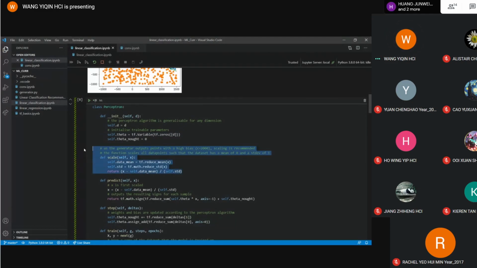Here's a scaling function, which Alistair just talked about. Essentially, we're finding the mean of the data set that we're training on, and the standard deviation of the data set that we're training on, and then we simply normalize it. I'm also storing this as a property of the model itself, because we need to apply the same pre-processing to all the other data points, the validation data points and the testing data points. So we need to store these values for use later.